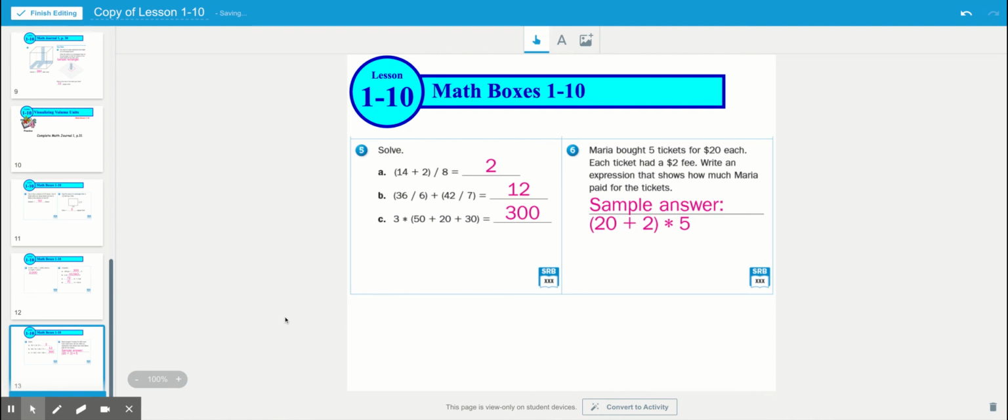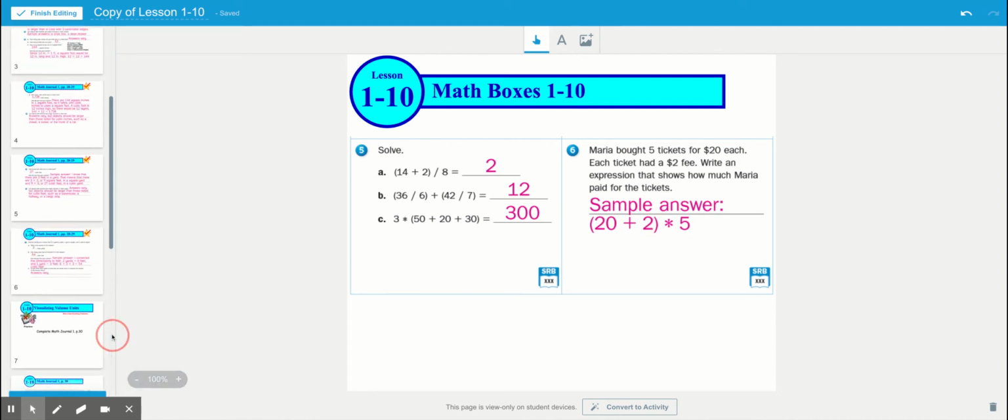And 5 and 6. For 5A, we've got 2, 12, and 30. And then an example would be 20 plus 2, or 2 plus 20, times 5. So the reason is that each ticket cost $20. Then each ticket had a $2 fee. So really they were $22, and she bought 5 of them. So hopefully you got 22 times 5.